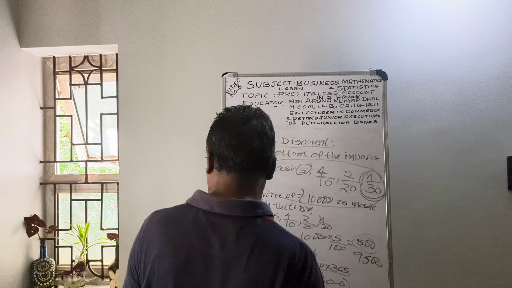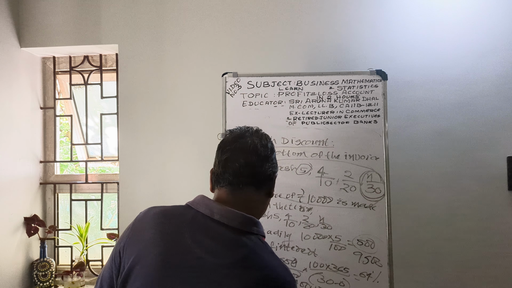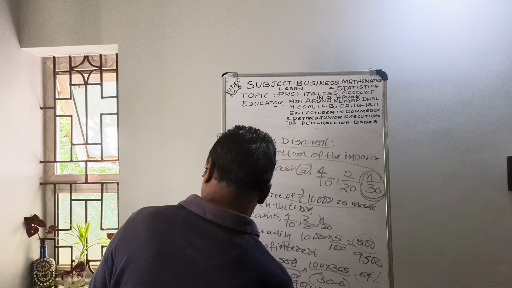Then the second case: if you pay within 9 days, you will allow 4%. 4% of 10,000 is 400, so 10,000 minus 400 is 9,600. Again the rate of interest will be the cash discount, 400 into 100 into 365 days in a year, divided by 9,600, the amount he has to pay, into 30 minus 10, that is 20. So the rate of interest is 76%.